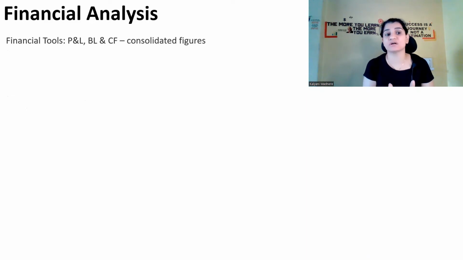So let me tell you, these 3 tools are what we are going to learn and understand. Whenever we use these 3 tools, that is the profit and loss statement of the company, balance sheet and cash flow statement, we are going to look at consolidated figures. Consolidated figures means, you will have 2 options. One is standalone figures and the second is consolidated. Standalone is the parent company, the single company financial statement. Consolidated includes all the group companies together. So whenever we analyze, whenever we use these tools, we will use the consolidated one.